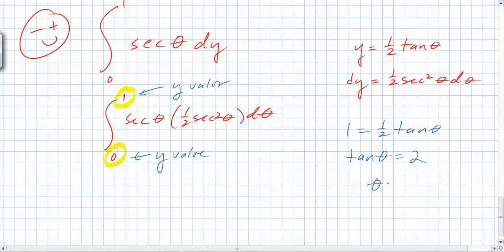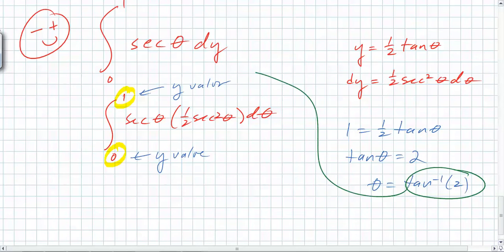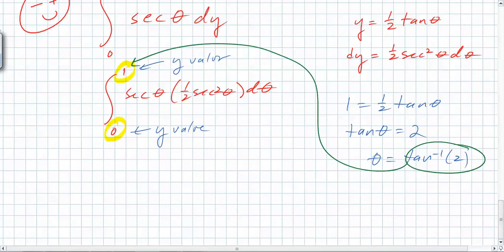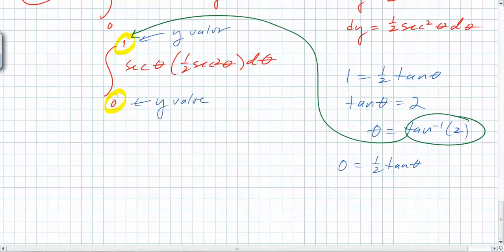So theta is equal to tan inverse of 2. So where does that one go? This one right here goes right there. And then you have 0 equals 1/2 tan of theta. So what do we end up with? Theta is equal to tan inverse of, which is what? That's nice. And it's the theta value 2.